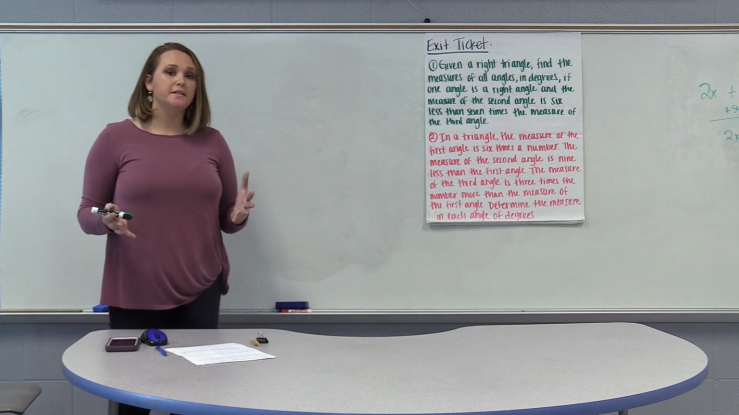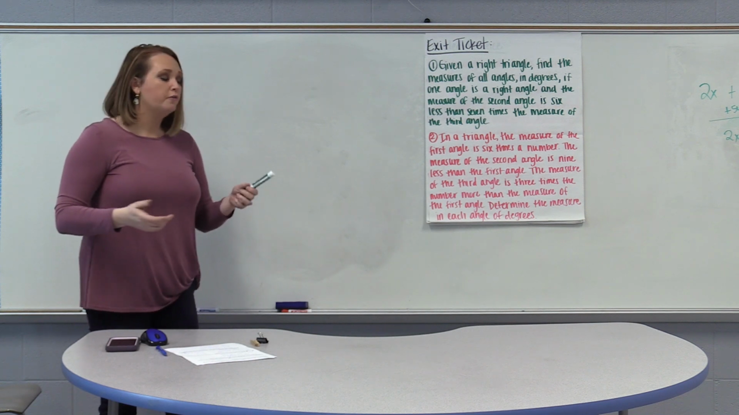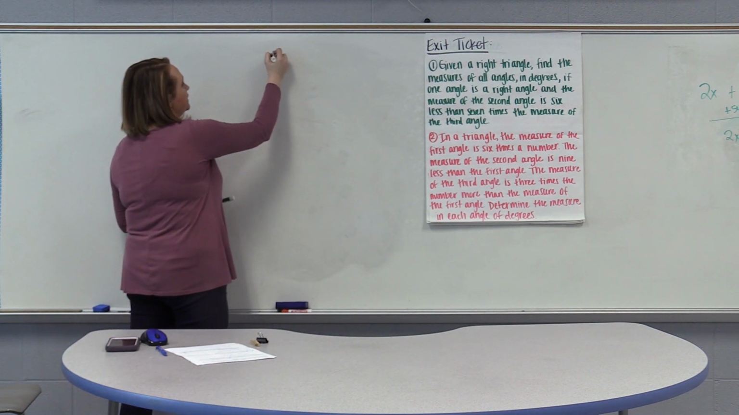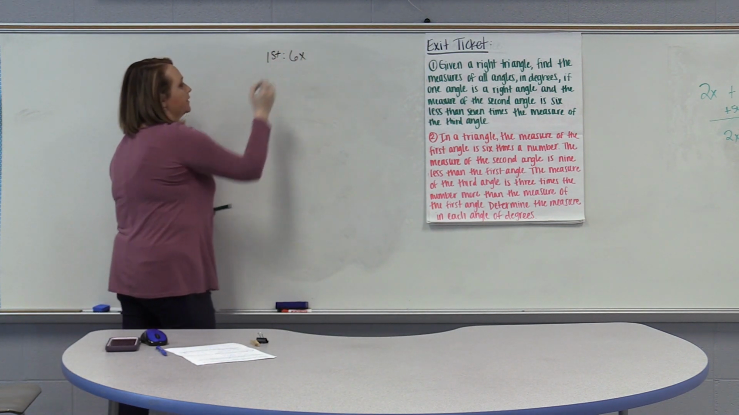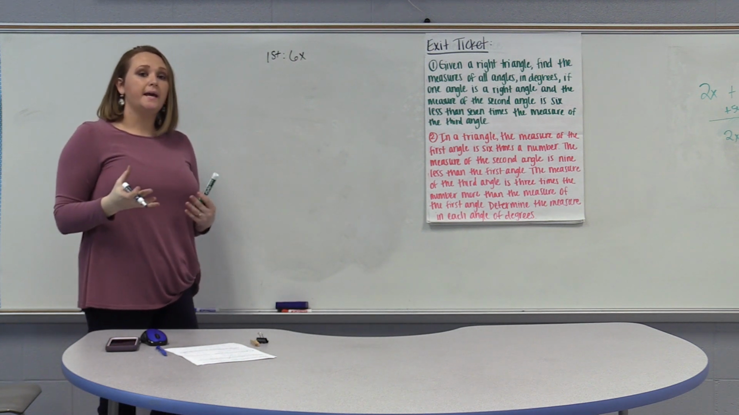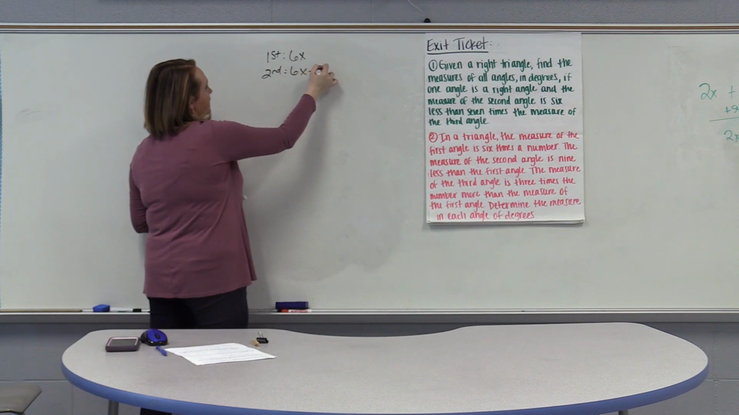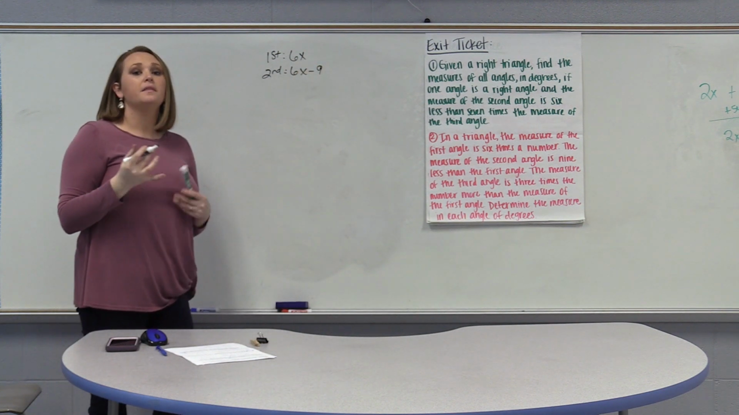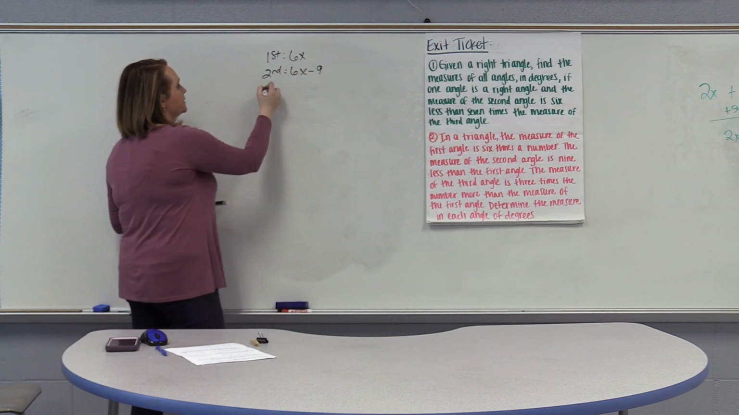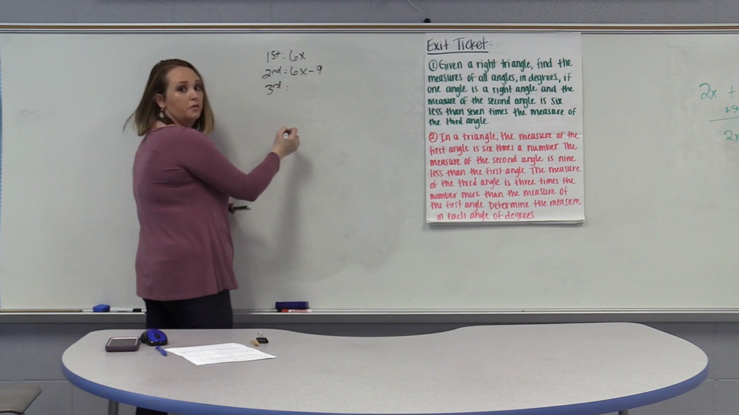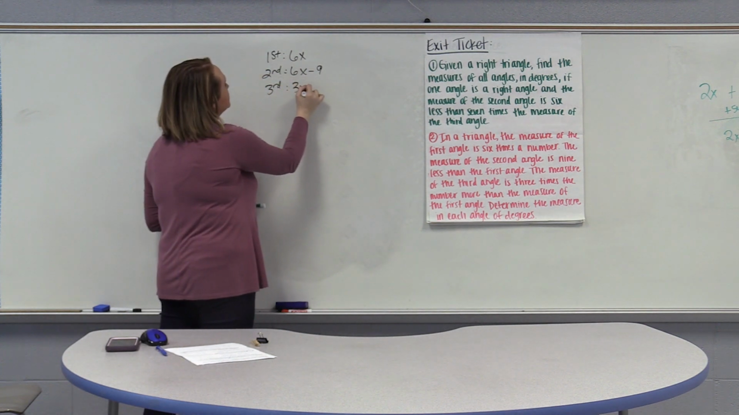Are you ready to check your answers? Let's see how you did. For the first angle, you should have got the expression 6x. The second angle, you should have got the expression 6x minus 9. And the third angle, you should have got the expression 3x plus 6x.